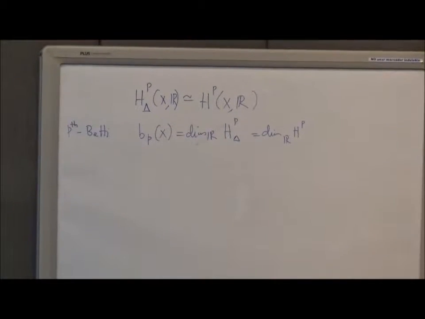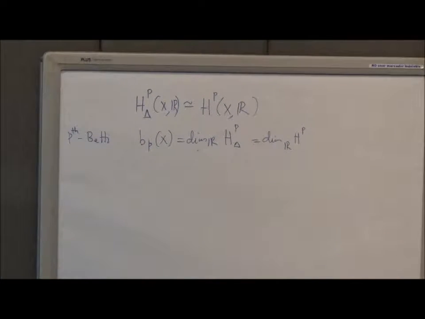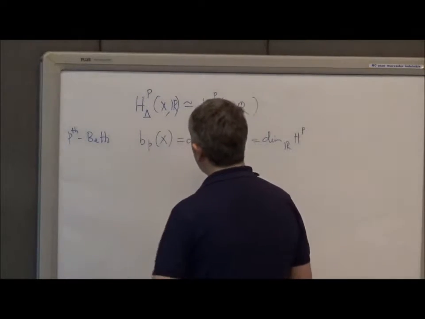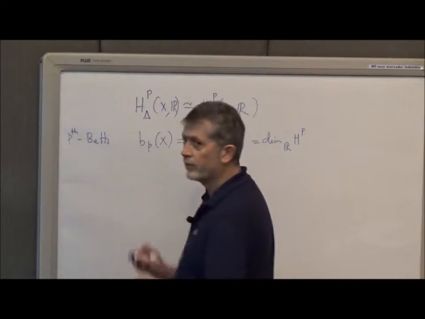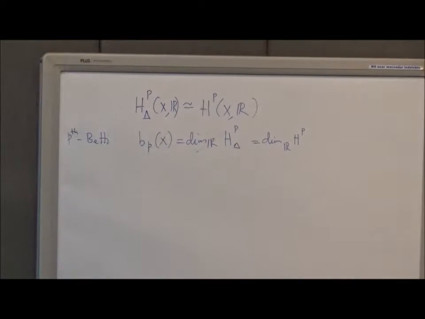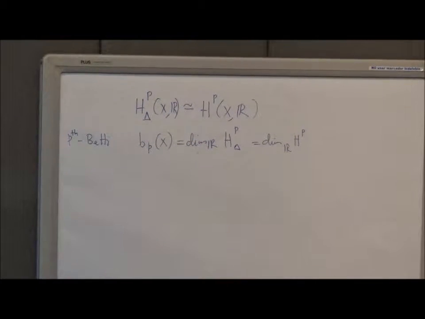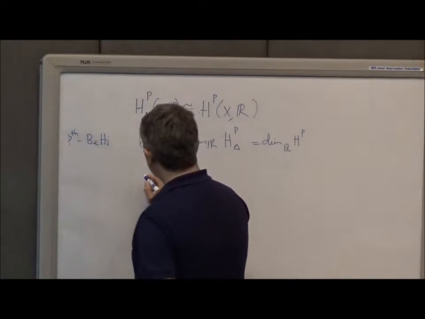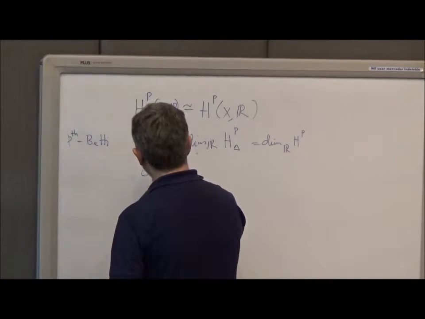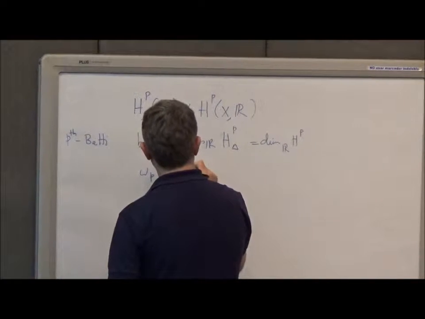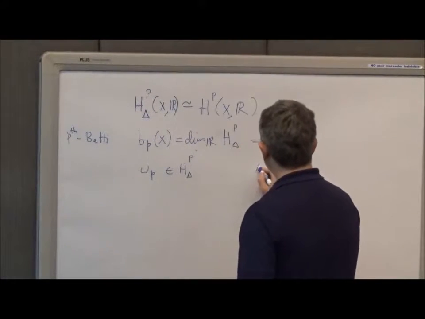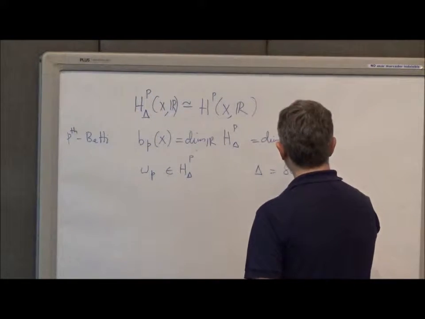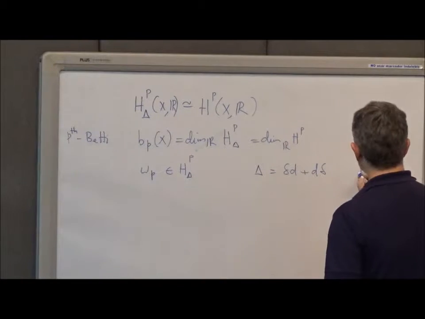One thing I didn't prove, and I should have done at the end of the last lecture, except I was already in minus 10 minutes, I think, is that we have the star operator. So let's work with differential forms and take X to be a Riemannian manifold. And so if omega p is in the harmonic p-forms, remember the Laplacian by definition is delta d plus d delta, and we also know that this is true.